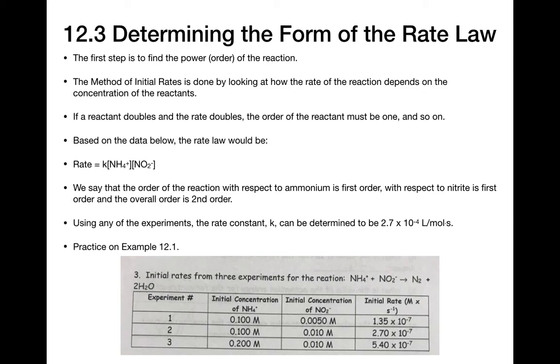Once you get comfortable with this example, you could try another one, example 12.1 in section 12.3 in the textbook. So that concludes the first half of kinetics, and basically we're just looking at the way in which rate can depend on concentration, and how we write these rate laws for differential rate laws.